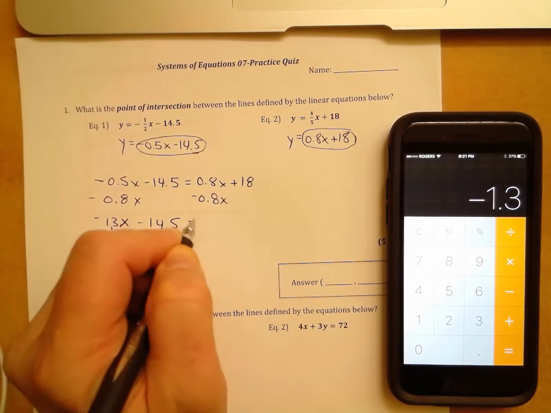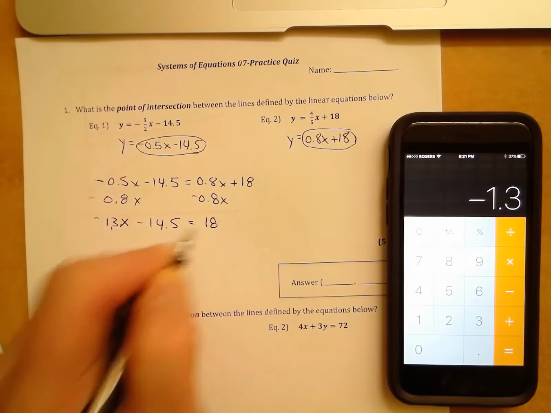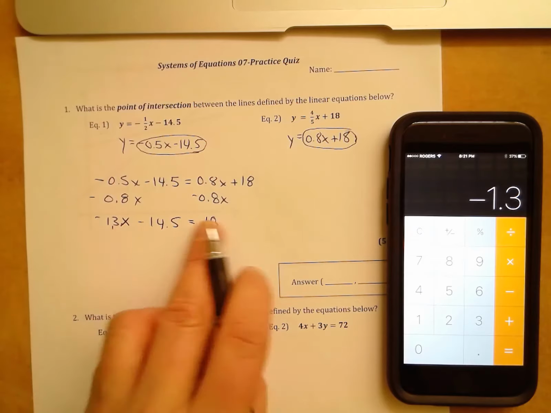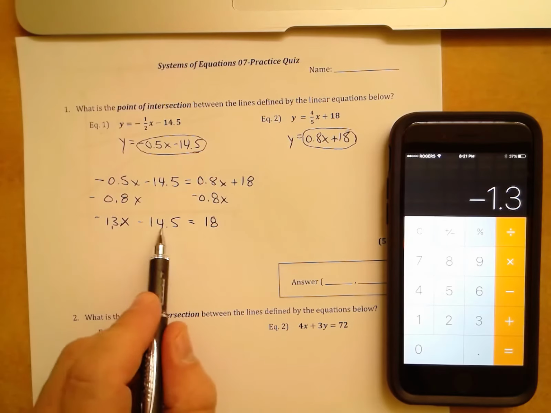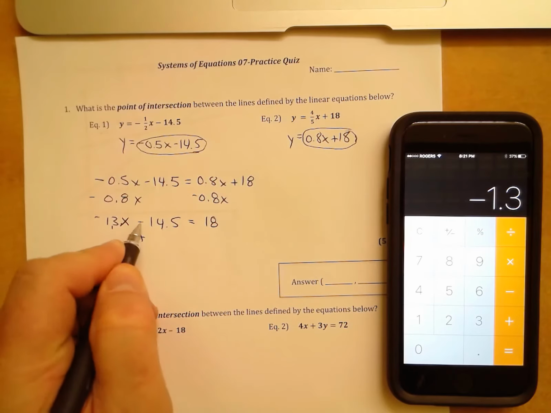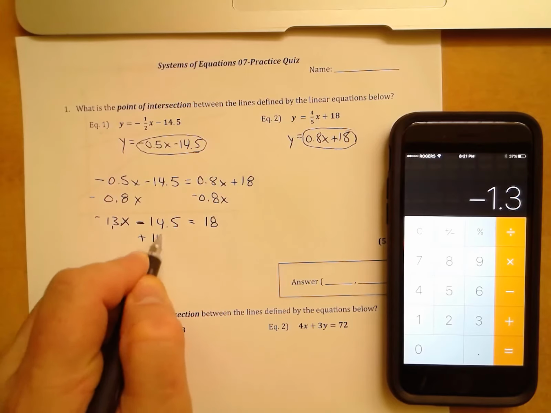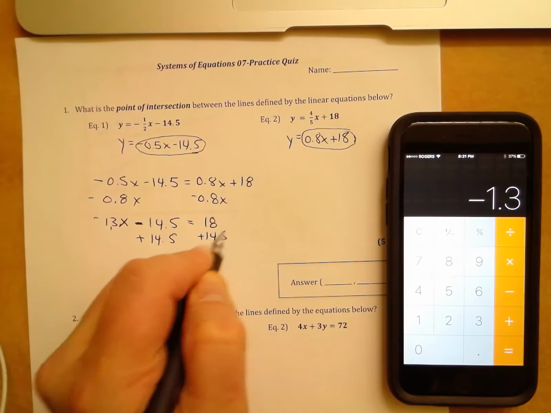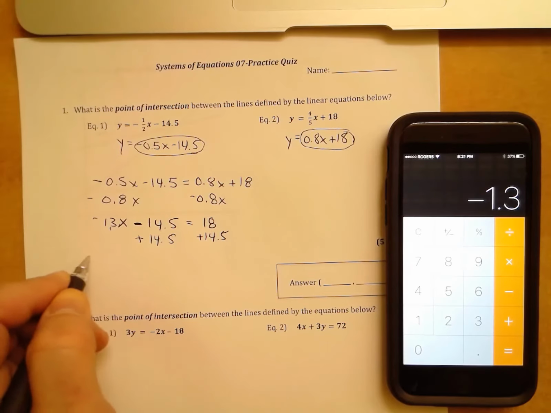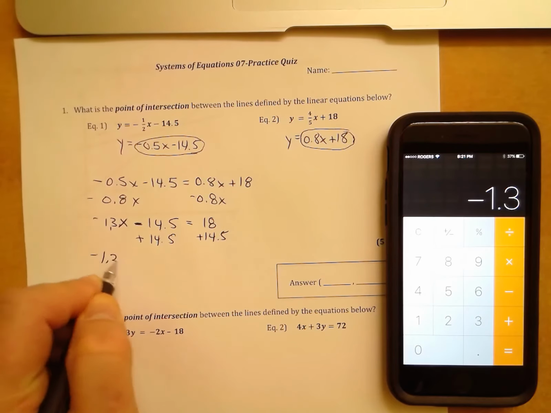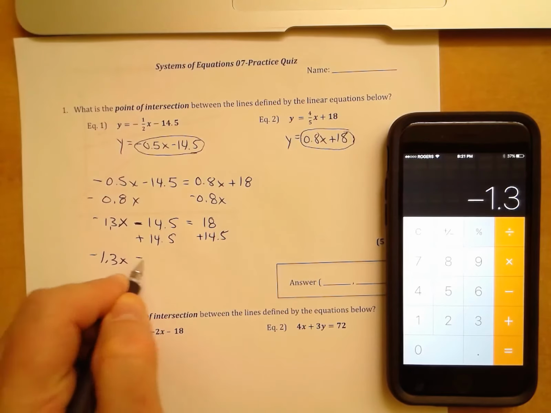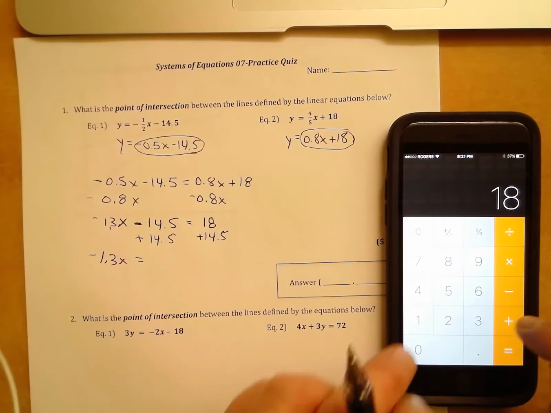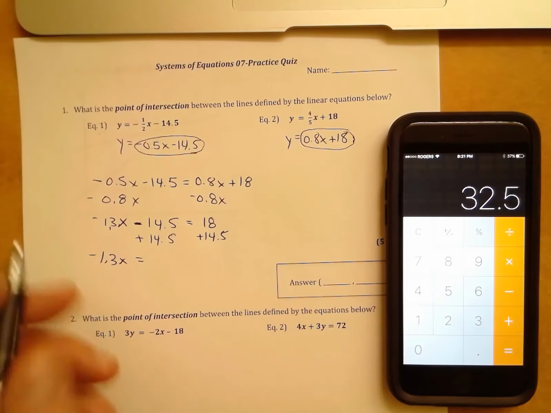And we write out the rest of the equation with what was left over. And now it's getting simpler. I'm going to go ahead now and get rid of this 14.5, which is being subtracted, and so I'll do the opposite operation. And that's going to leave me with negative 1.3x is equal to 18 plus 14.5, which is 32.5.